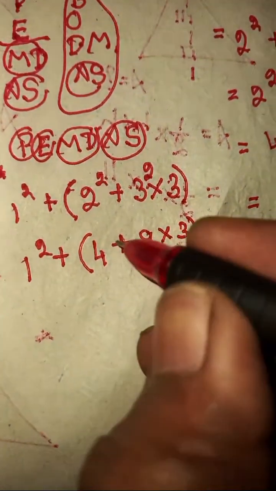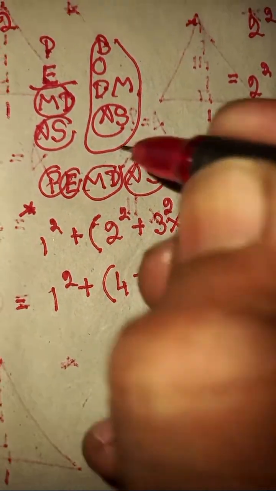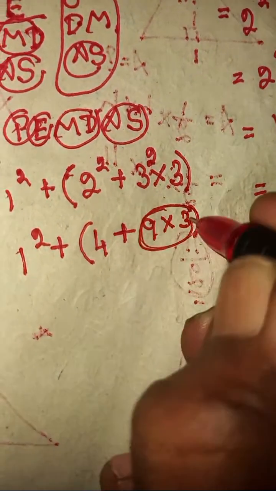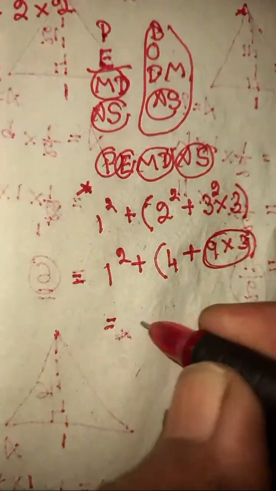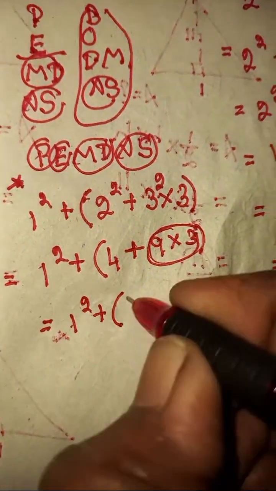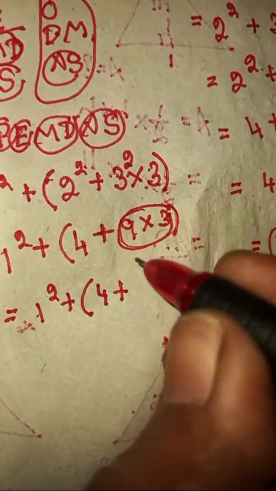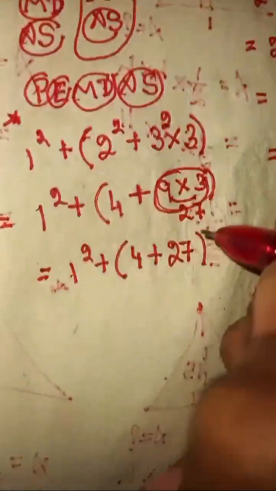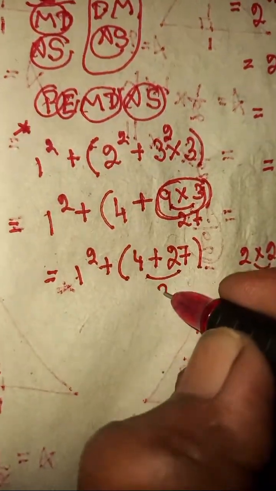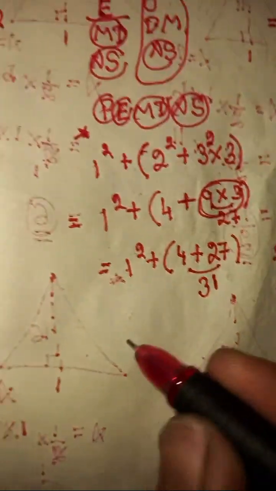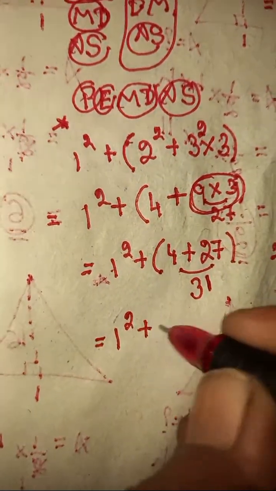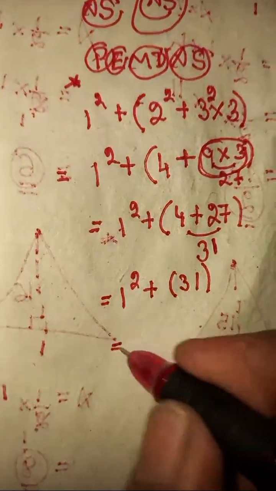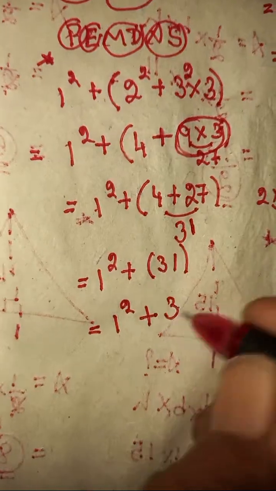And inside the parenthesis itself, adding and multiplying are there. Multiplying is more important, so you must do this part first, that is 9 times 3. So you're going to get 1 square plus 4 plus 9 times 3, which is 27. And 4 plus 27 is 31. After 31 you get 1 square plus, within the bracket, 31. When only one number remains, it comes out of the bracket. That is 1 square plus 31.